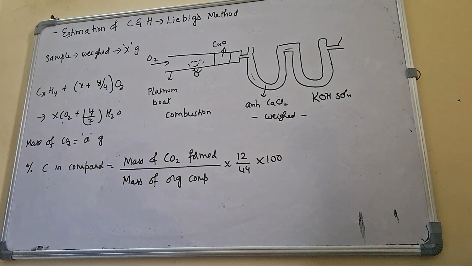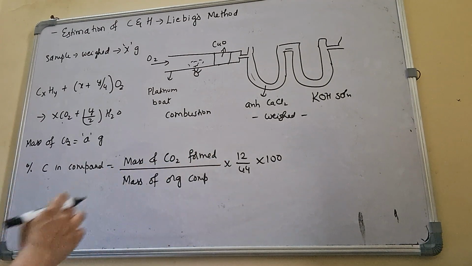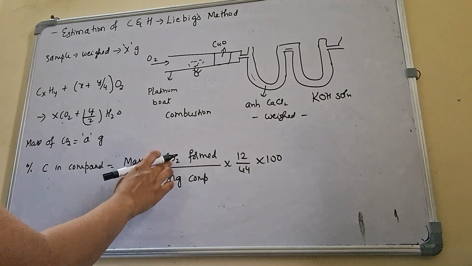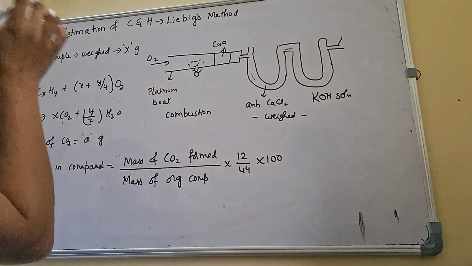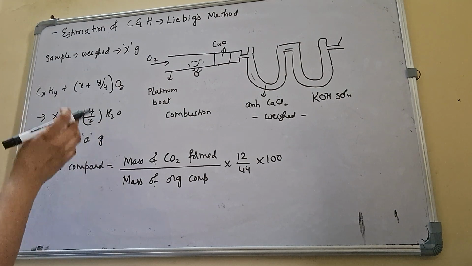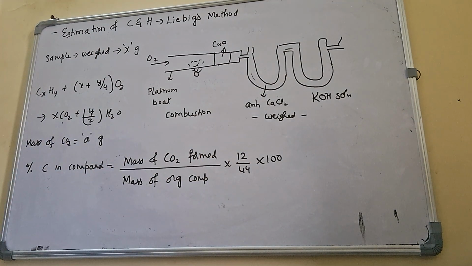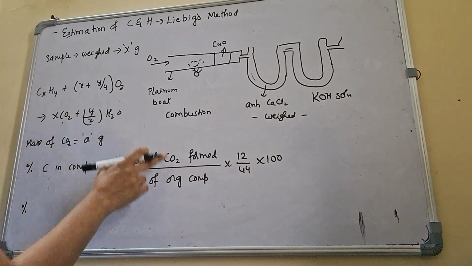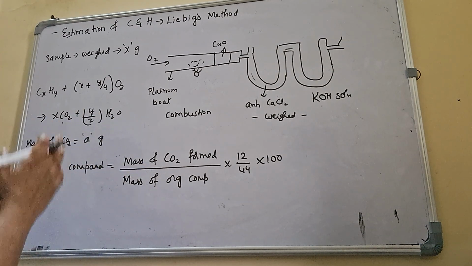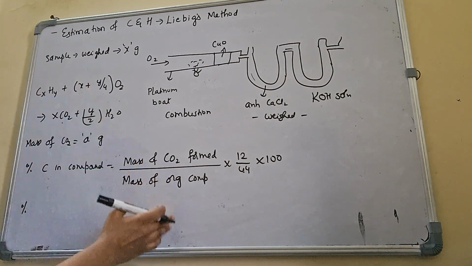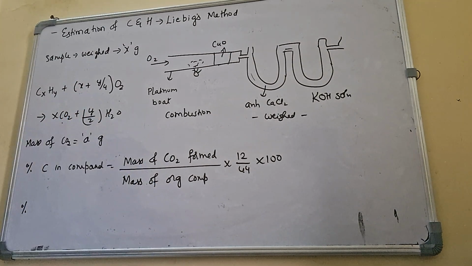12 is the atomic mass of carbon, 44 is the molecular mass of carbon dioxide, right? So, whatever carbon dioxide was formed, you measure it. Mass of the organic compound you already know, 12 by 44 into 100, this will give you the percentage. How was this formula derived? Unitary method. 44 grams contains 12 grams. This much contains how much, and then you convert it into percent. Not required. You can just remember this formula.